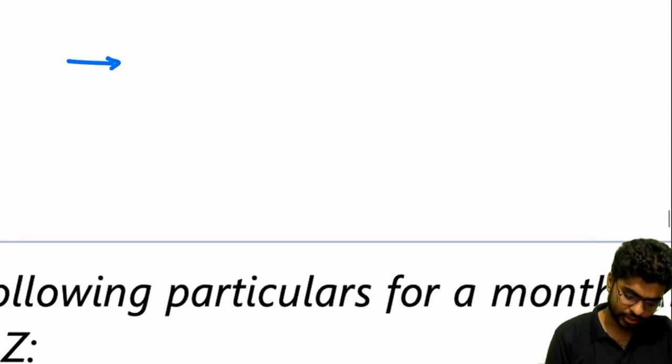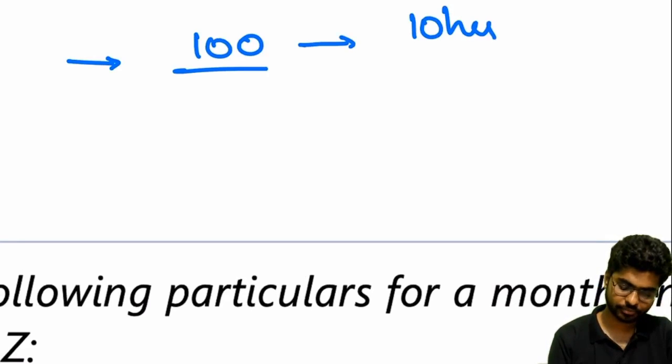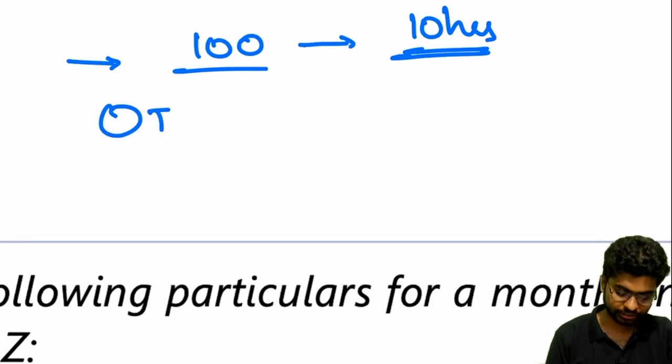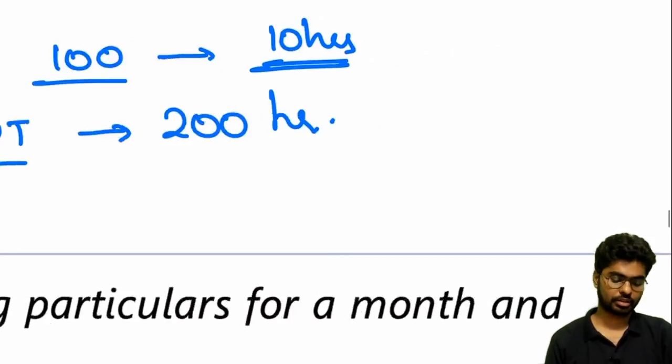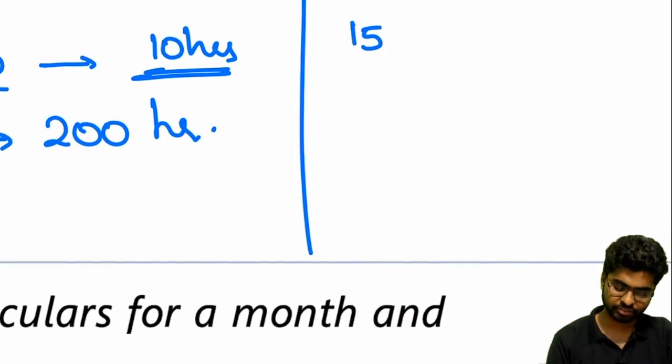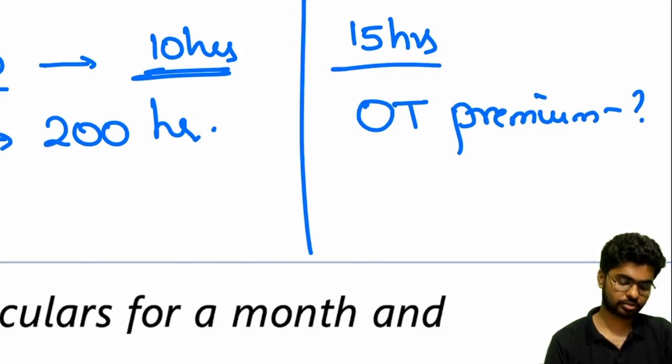See, an employee is paid 100 per hour for 10 hours. If he works overtime, you are paying him 200 per hour. An employee worked for 15 hours. What is the overtime premium you are paying? Is the question.